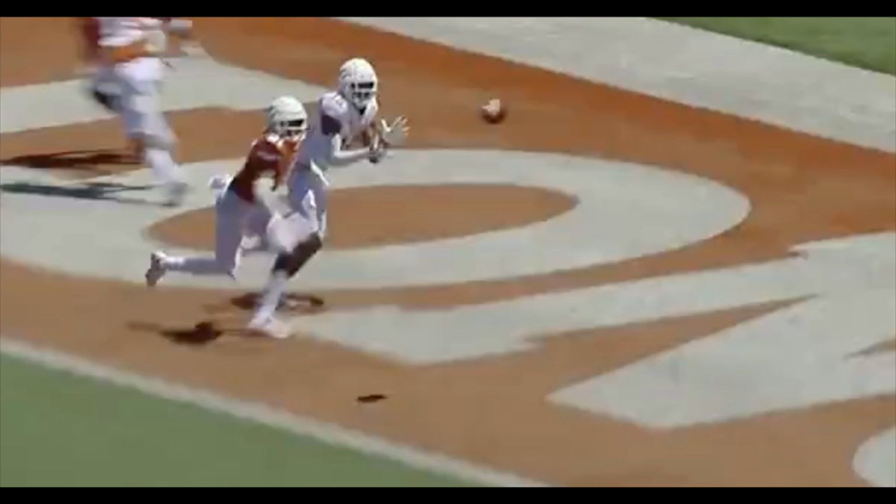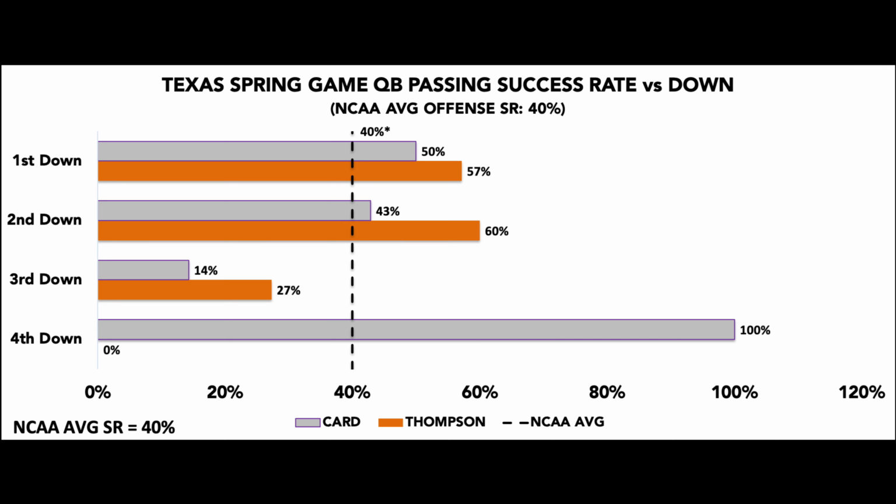So we take a look at one more stat before we head out of here today, guys. We're going to take a look at the quarterback passing success rate per down. So on first down, Hudson Card had a success rate of 50% compared to Casey's 57%. All right. On second down, Hudson Card had a success rate of 43% compared to Casey's 60%. And on third down, they both fell below the NCAA average of 40%. Hudson Card had a 14% success rate compared to Casey Thompson's 27%.